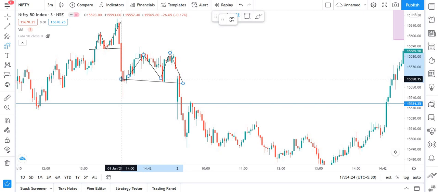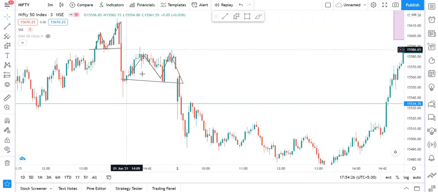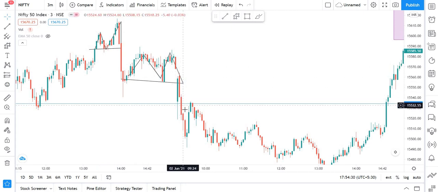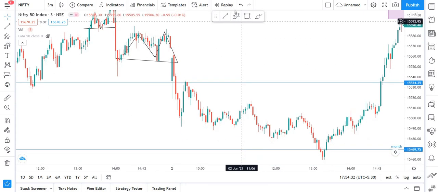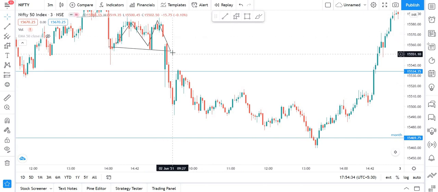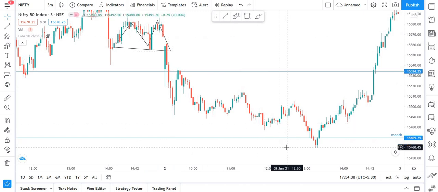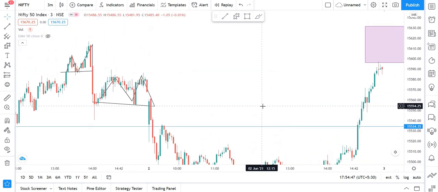Definitely this pattern is better than this. The peaks are almost equal, so you can go short over here also. If you are going short over here, then 15,553 compared to the low of 15,460, so 93 points gain here also has been made. So I hope now you have completely understood how this pattern works nicely.